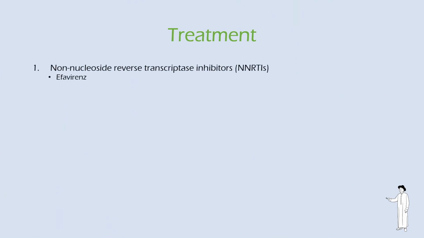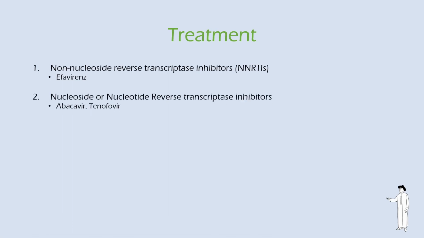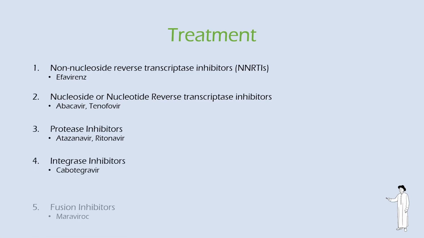Treatment of AIDS is done through non-nucleoside reverse transcriptase inhibitors, NNRTIs, nucleoside or nucleotide reverse transcriptase inhibitors, protease inhibitors, integrase inhibitors, fusion inhibitors, antiretroviral therapy, ART. Vaccinations and medication to prevent specific infections are all effective ways to prevent opportunistic infections in people with AIDS. Some infections can even be treated with medication or surgery.